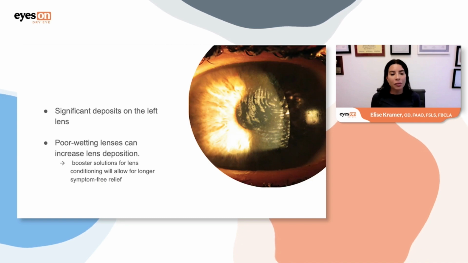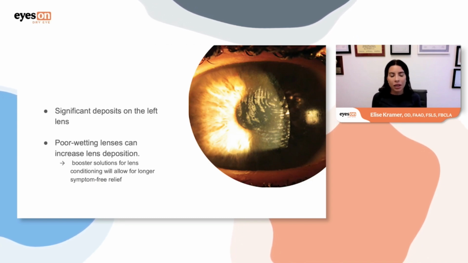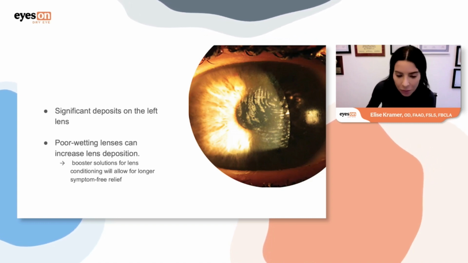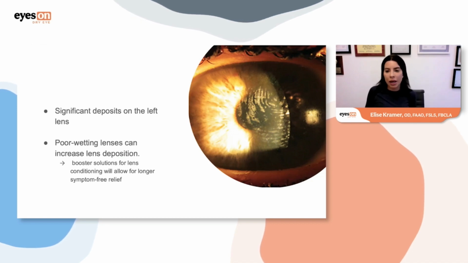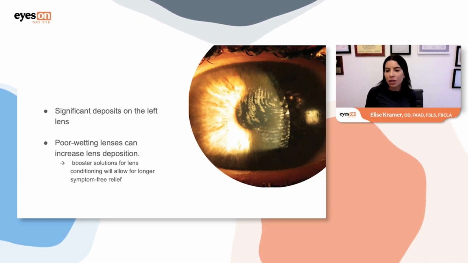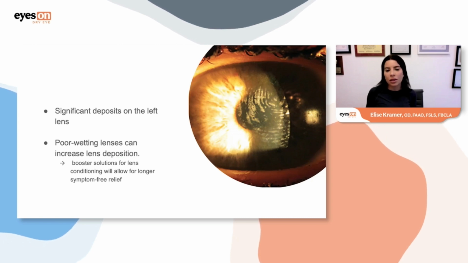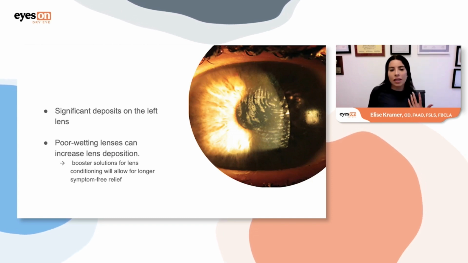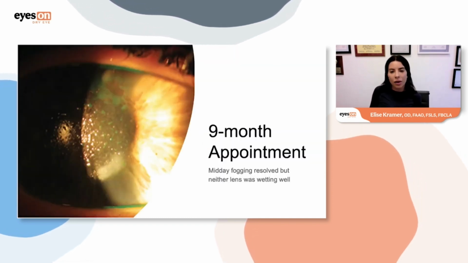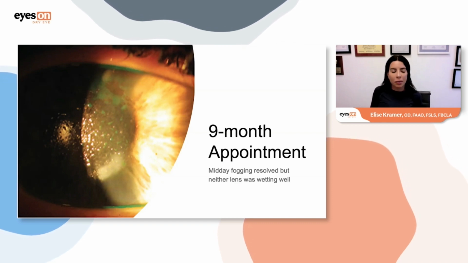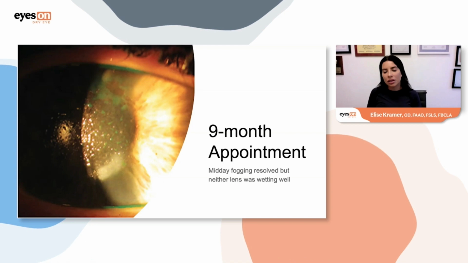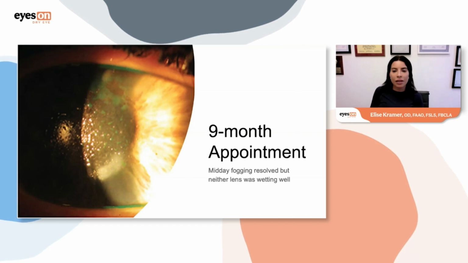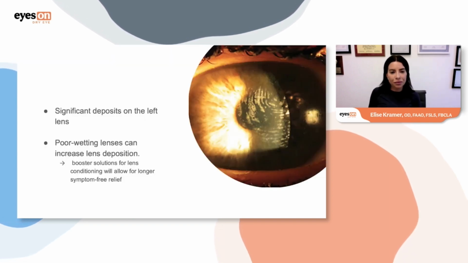There's actually a booster solution for lenses, which allows for longer symptom-free relief. Again, we preemptively put HydroPeg on these lenses, but 9 months later, it was already not working. That's where the booster solution works really well. Because this was only 9 months later, and we definitely don't want to be replacing scleral lenses every 9 months. A lot of insurances won't pay for that, and patients certainly won't want to pay for that. So it's important to address this, and we have these booster solutions now, so that's great.